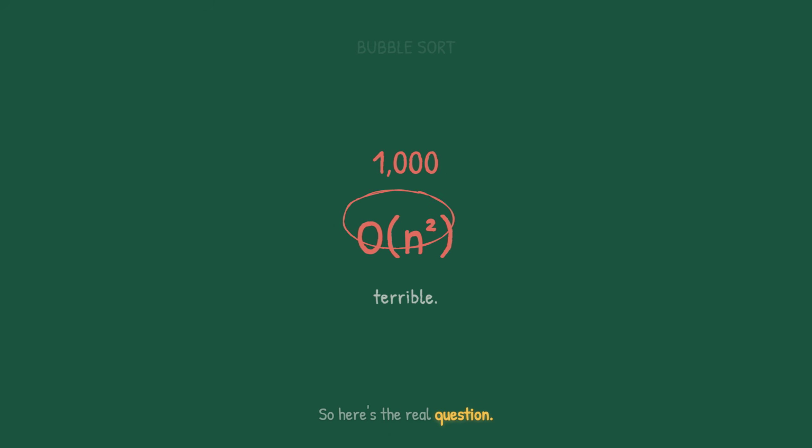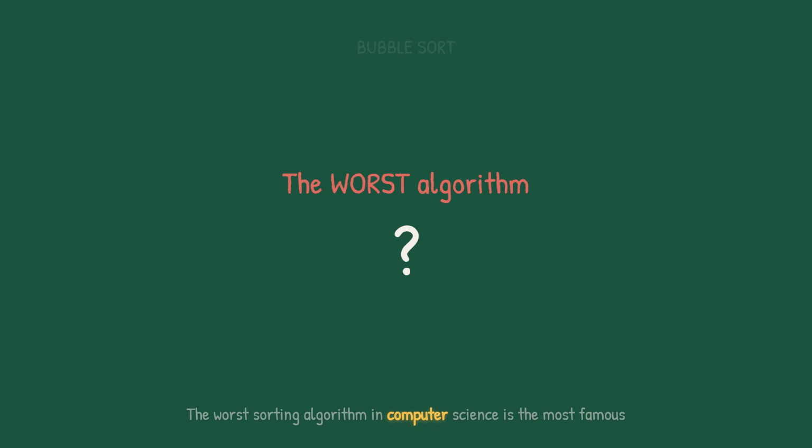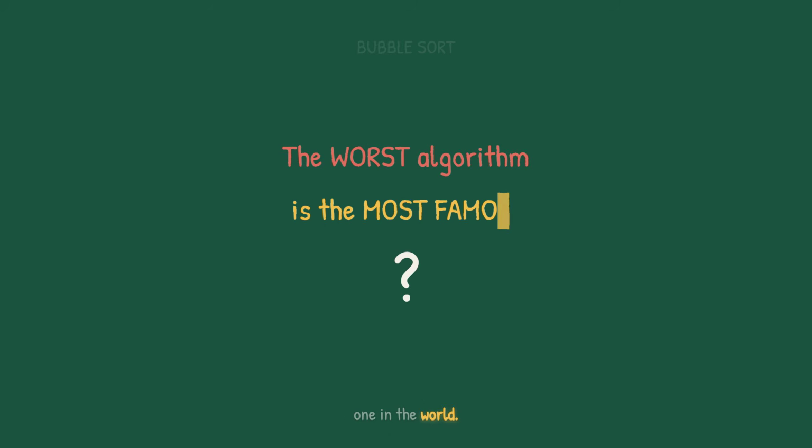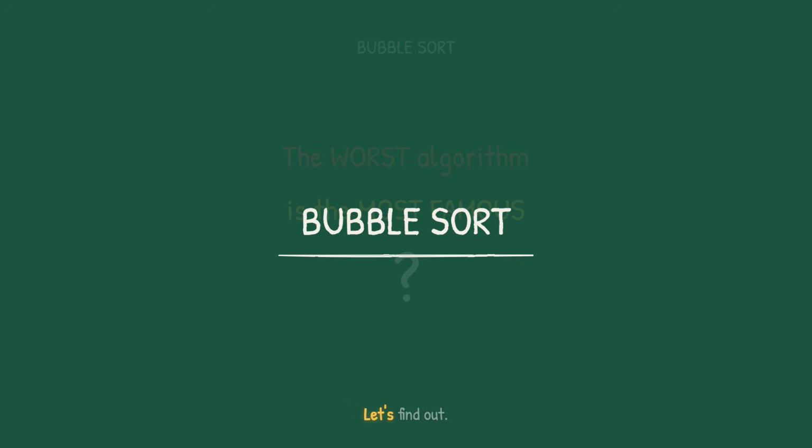So here's the real question. The worst sorting algorithm in computer science is the most famous one in the world. Why does everyone learn it first? This is bubble sort. Let's find out.